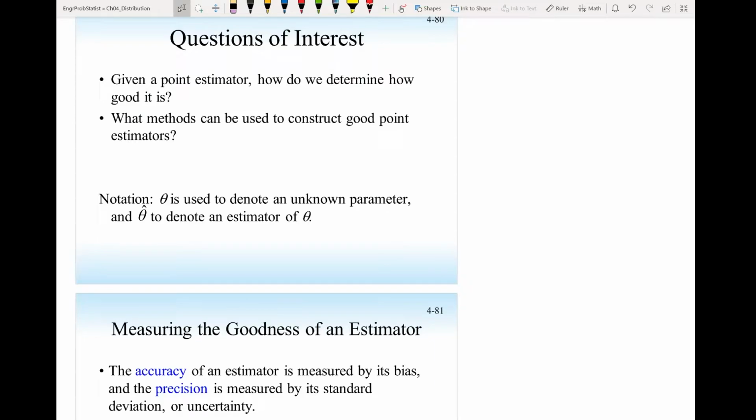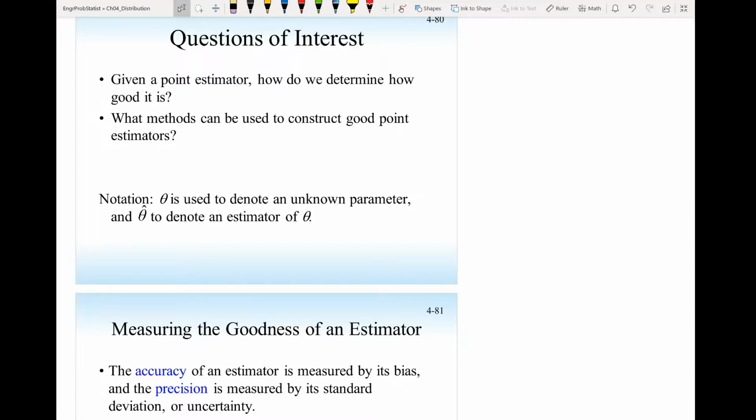Now the question is, if we come up with an estimator, an algorithm to estimate a certain parameter, how do we test it? How do we decide, oh, this is a good algorithm to estimate a parameter? So we have to come up with a measure for this estimator. The second question is, what method or technique do we use to come up with this estimator? That's the second question we have to answer in this section.